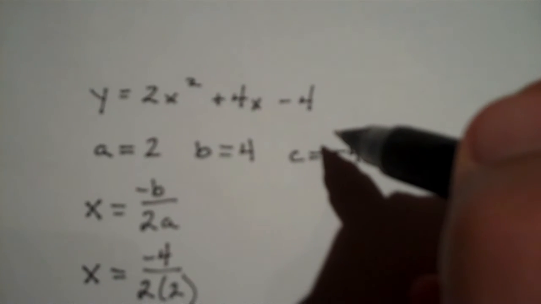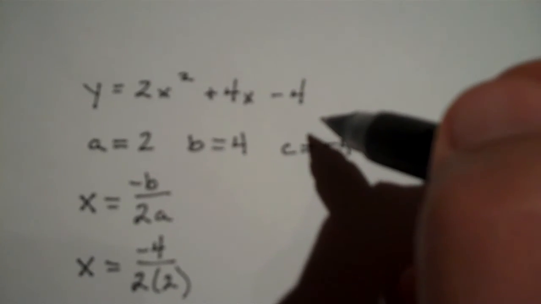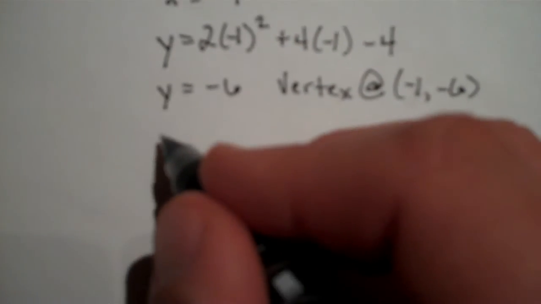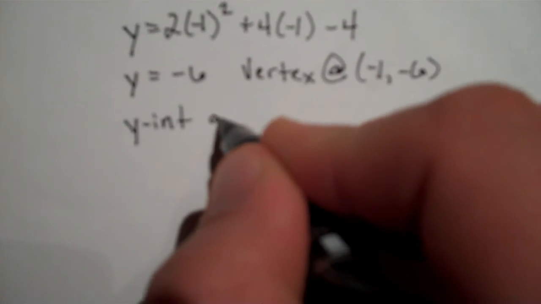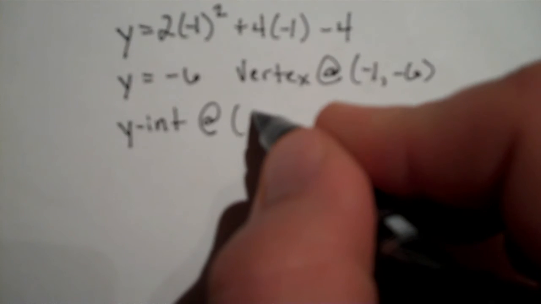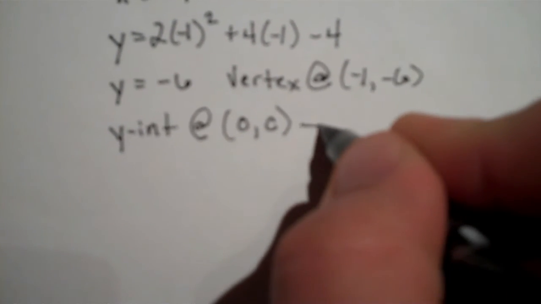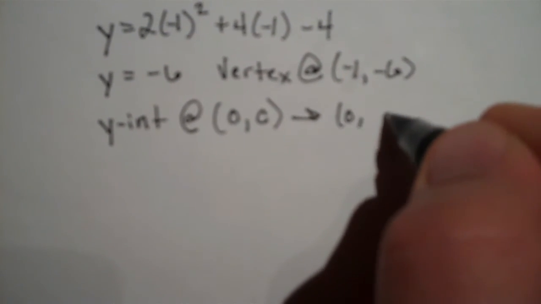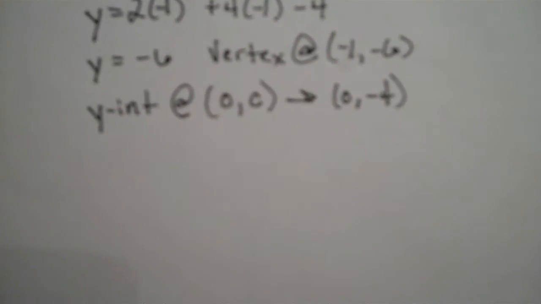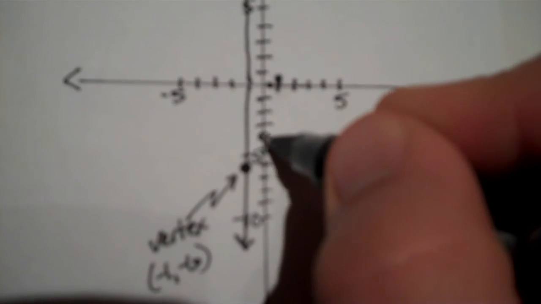A shortcut method one quickly recognizes is that the y-intercept will be at 0, c. Or in this case, that means it's at 0, negative 4. So I'll go over to my graph and I'll plot that point. 0, negative 4.